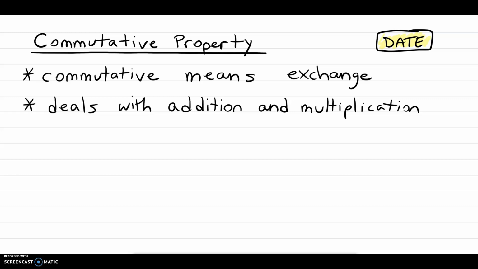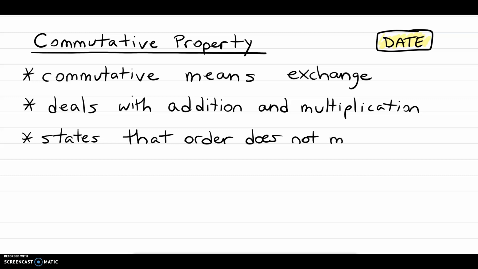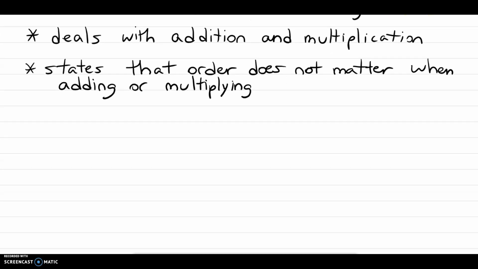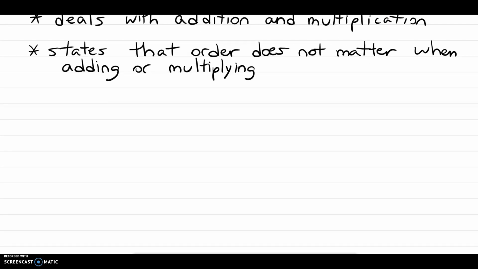So the commutative property states that order does not matter when adding or multiplying. So let's take a look at some examples.